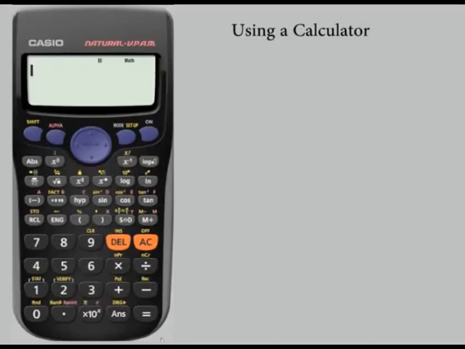Next, using a calculator. Now, a calculator is a simple kind of a computer that can perform a large number of mathematical operations. A scientific calculator is more advanced than the ordinary shopkeeper's calculator. This is a Casio make of a calculator, one of the models acceptable for use in high schools. An important feature is that the calculator must not be programmable.